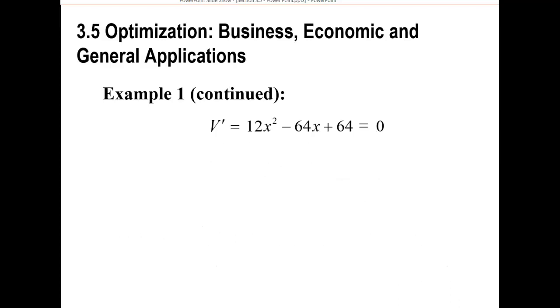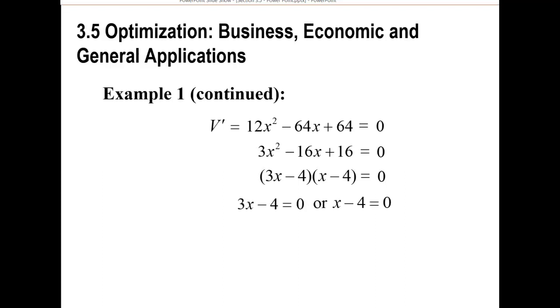All right, so there's our first derivative. We're going to set it equal to 0. So here we just divided everything by 4. All those coefficients are divisible by 4 just to reduce the numbers. Factor it. Set each factor to 0.